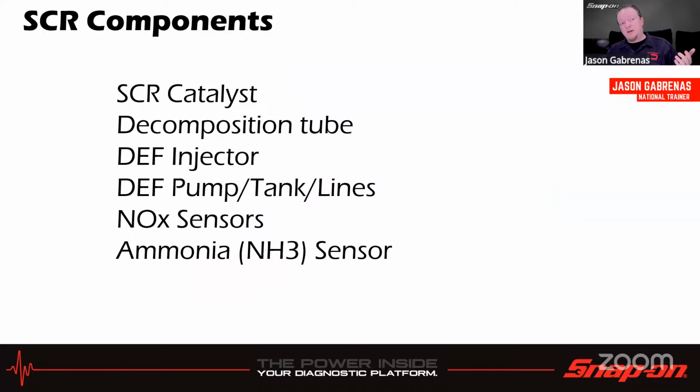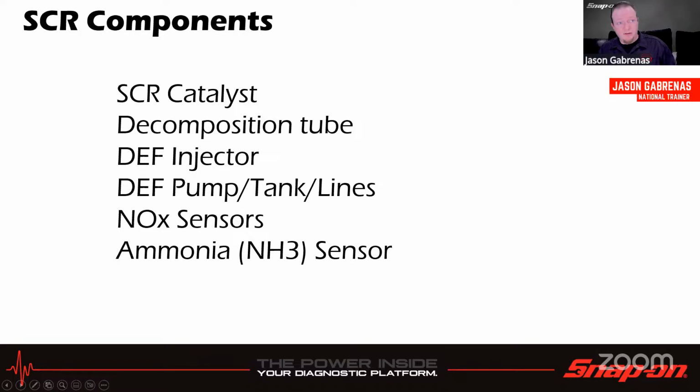Then we've been talking about the SCR system as well. It's a selective catalyst reduction system. So it's going to have the catalyst, possibly a decomposition tube, depending on how it's set up, the DEF injector to inject the actual diesel exhaust fluid, the pump, the tank, the lines, the heaters, the assorted things that go along with the DEF, the entire DEF system, NOx sensors, and an ammonia sensor on some vehicles.